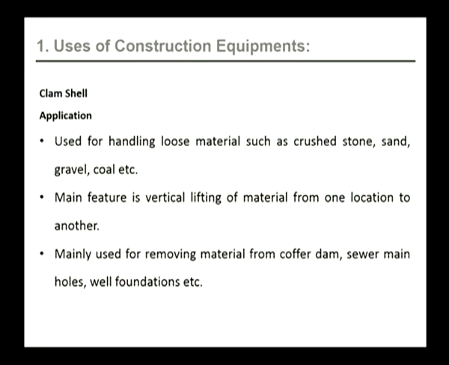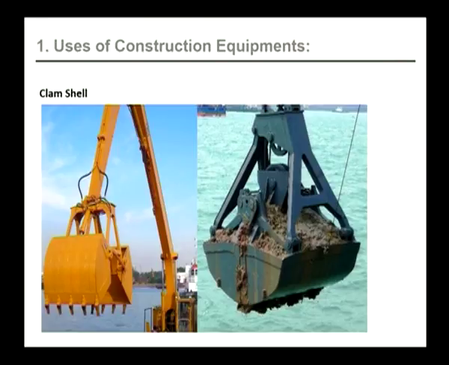The applications of clamshell. Clamshells are used for handling loose materials such as crushed stone, gravel, coal, etc. Its main feature is vertical lifting of material from one location to another. It is mainly used for removing material from cofferdams, sewer manholes, well foundations, etc. These are the photographs of clamshells. So you can clearly see these look like clams, and these take earth and it is vertically lifted up from one place to another.